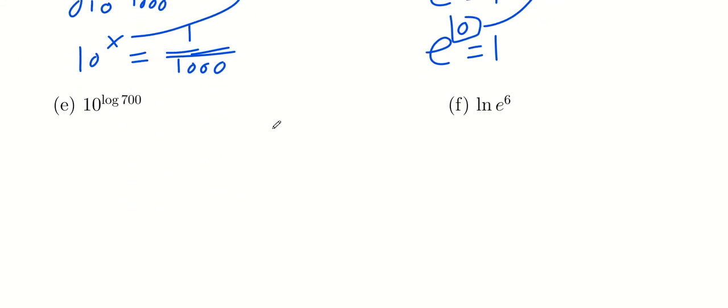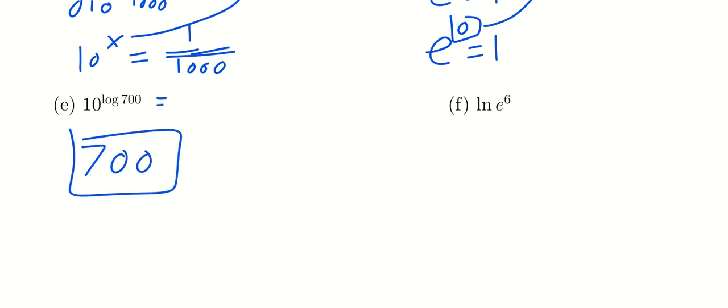In E and F, we have some inverse properties coming up. 10 raised to the log base 10 of 700. Again, the exponential function with base 10 and the common log with base 10 are inverses. So if you think of them as canceling out, this will produce just the value 700. And in part F, we have the ln of e to the sixth. Log base e and the exponential function e are inverses. So those will cancel each other out, and we get just the value of 6.